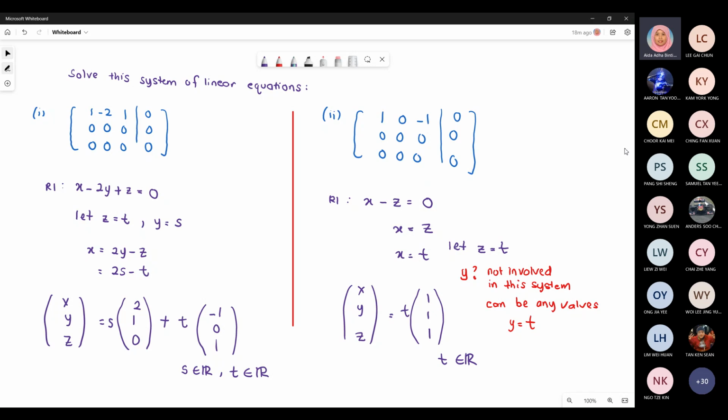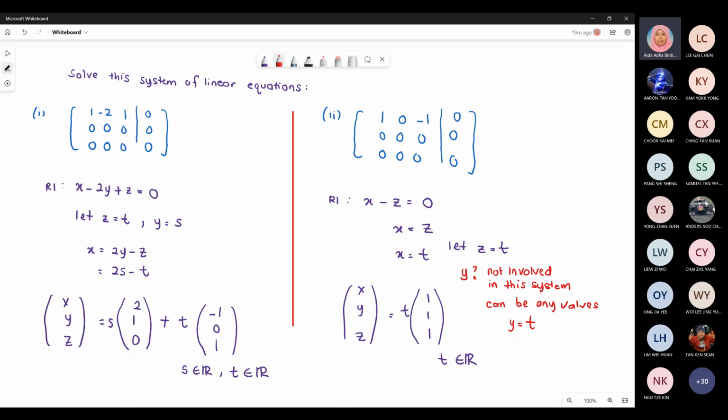Okay. So for the first question, I hope all of you can see my whiteboard. For the first one, we look at Roman one. What is the information that we can have from row number one? So based on row number one, what do you have?